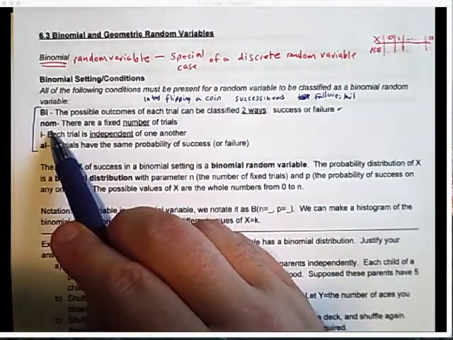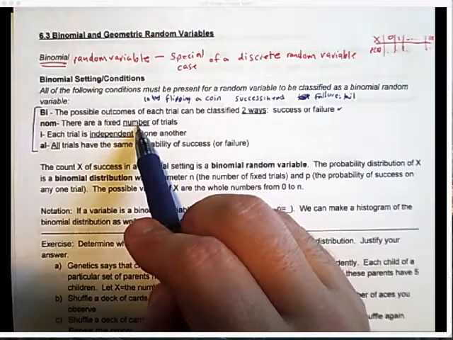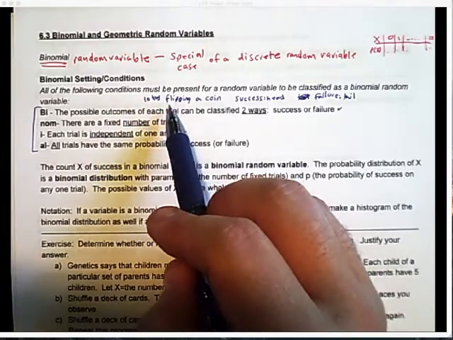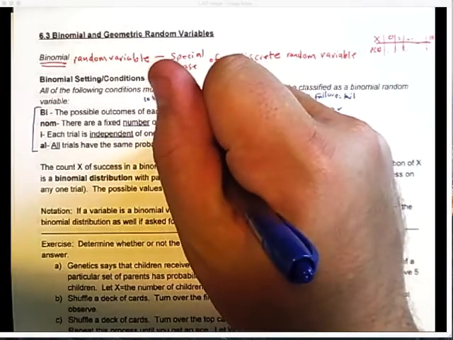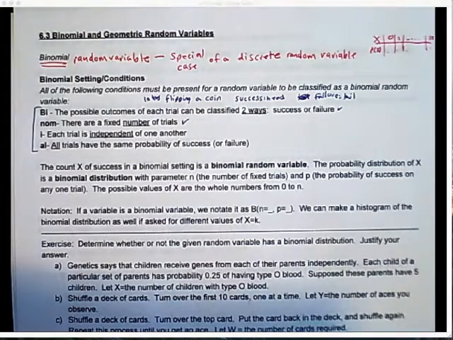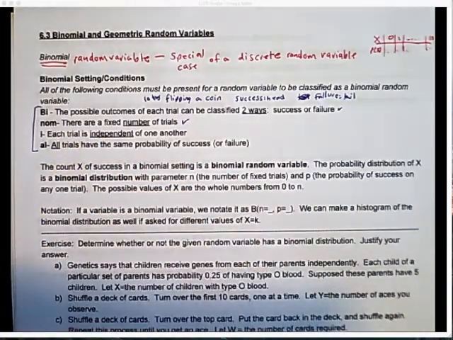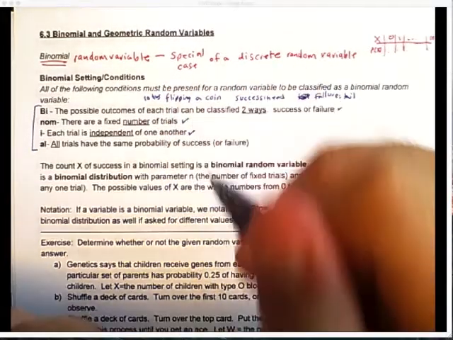Nom looks like num, and num means number. There are a fixed number of trials. I told you we're going to flip a coin 10 times, so there are 10 flips. Now, I stands for independent. Is each trial independent of one another? When I flip a coin a first time and a second time, does the result of the first flip influence the result of the second flip? The answer is no, so the coin flips are all independent of one another.